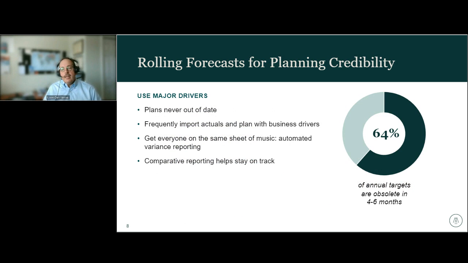What we find is that there's a very interesting number out there: 64% of annual targets are obsolete in 4 to 6 months. The reality of that is kind of a shocking number. All the time and effort that goes into building up these annual plans, getting them approved, locked down, and worked out with the team, in a fairly short time, they're obsolete.